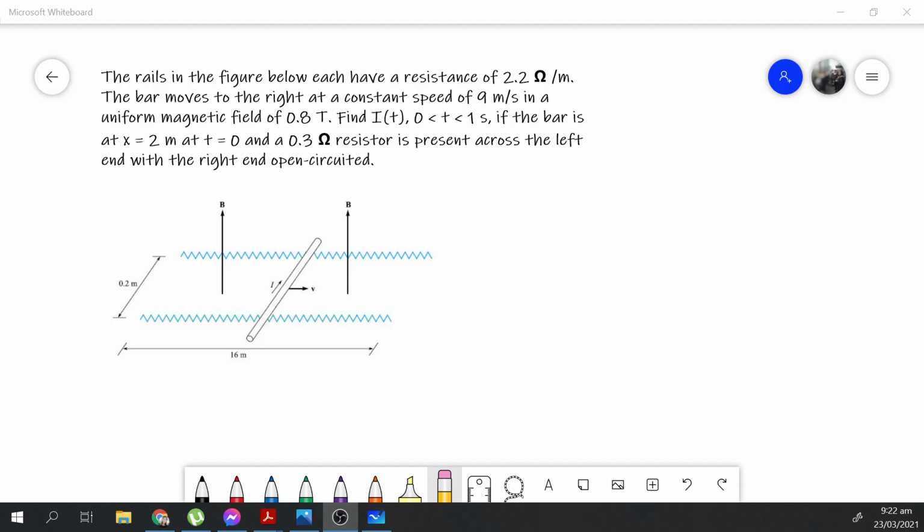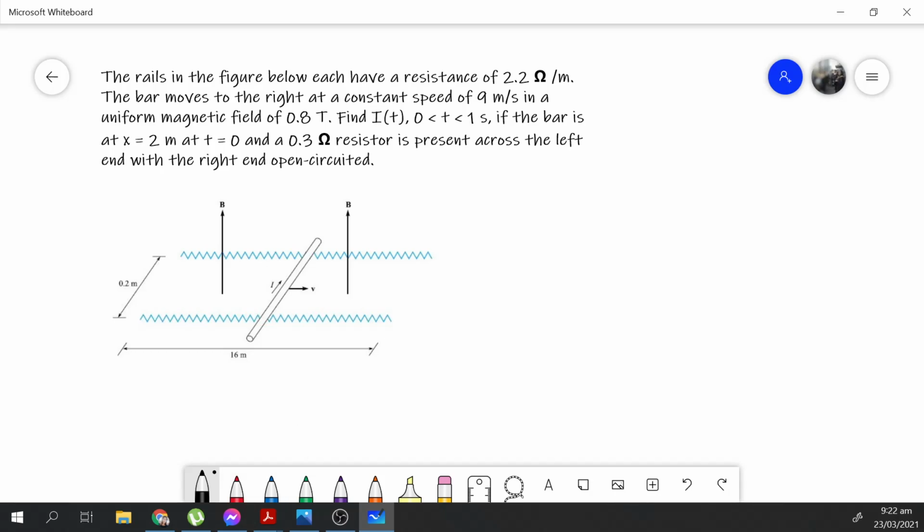So the problem states that the rails in the figure below each have a resistance of 2.2 ohm per meter. The bar moves to the right at a constant speed of 9 meter per second in a uniform magnetic field of 0.8 Tesla. Find I as a function of t when t is greater than 0 but less than 1, if the bar is at x equal to 2 meters at time equal to 0 and a 0.3 ohm resistor is present across the left end with the right end open circuited.